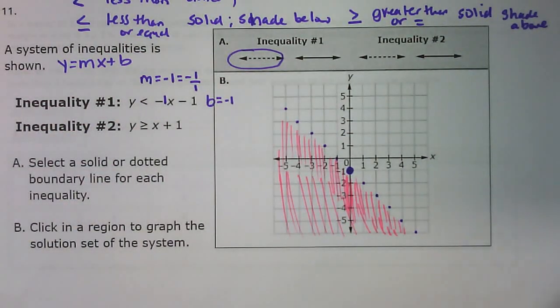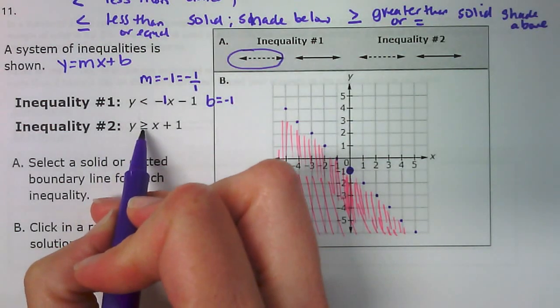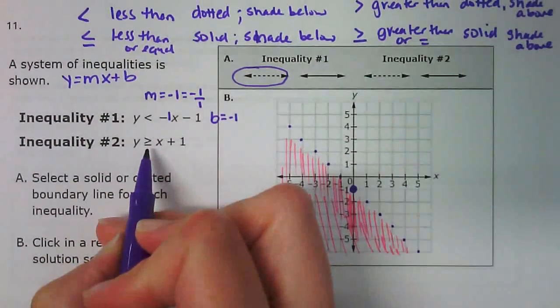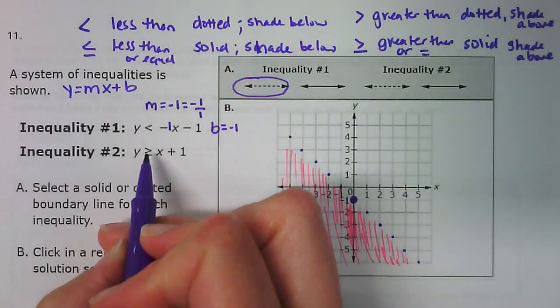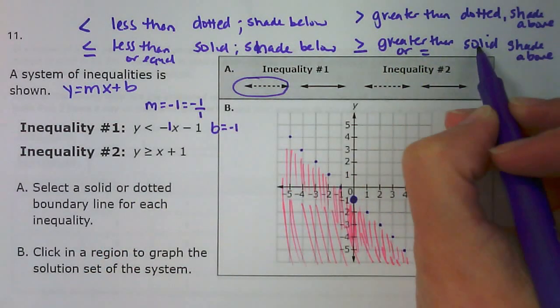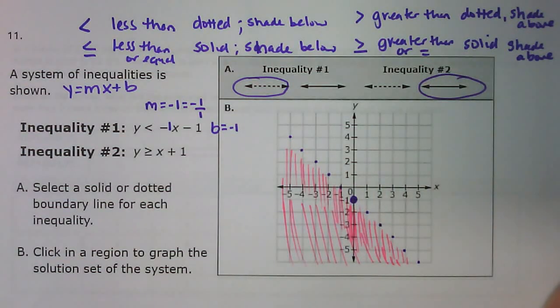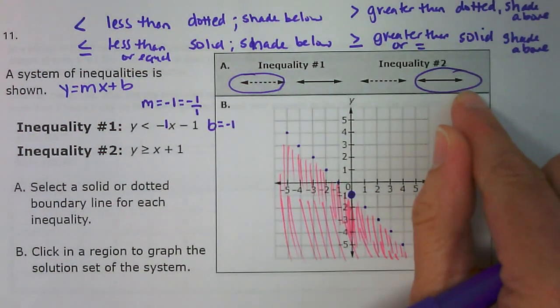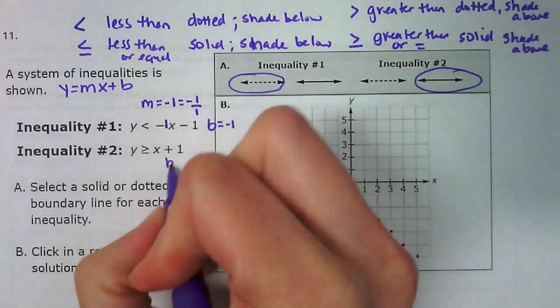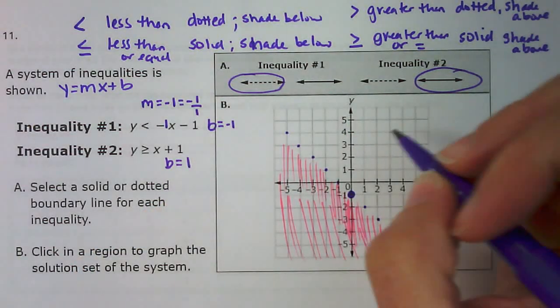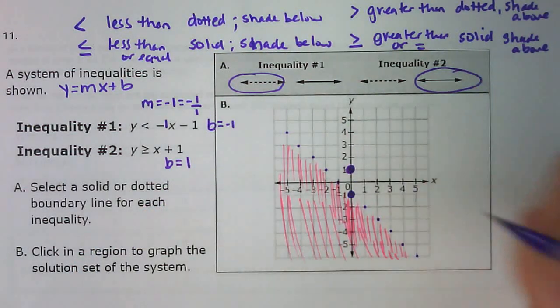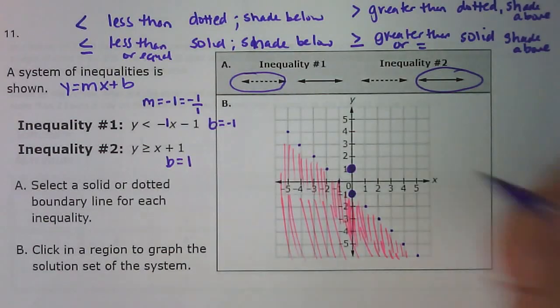Okay. For inequality number 2, we have this bar here, so that tells us it's going to be solid. So greater than or equal to and solid. Okay, so I would select this. Now, where do I start? My b for this one is +1. So I'm starting at +1.